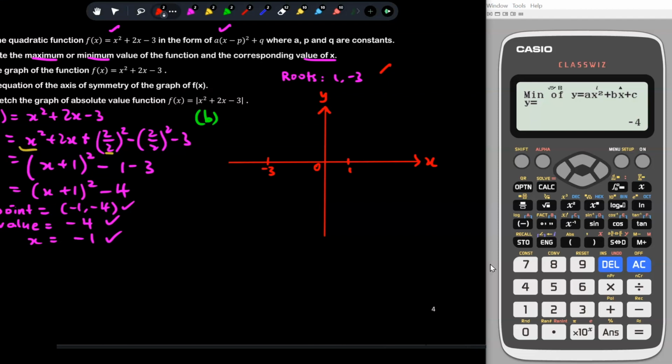And then this is a minimum graph. Why? Because the A is positive. So minimum graph means it's a smiley face graph like that. Because A is positive, which is equal to 1, we know that it's a smiley face graph. So we just draw a smiley face graph.